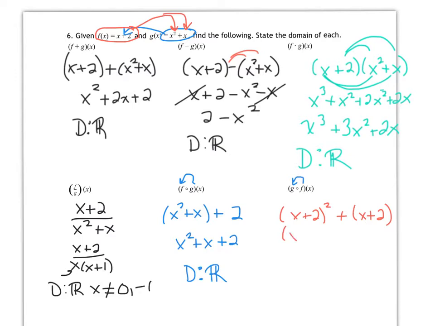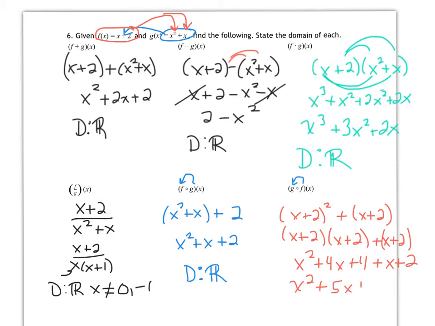Now if we do x plus 2 squared, that's x plus 2, x plus 2, plus x plus 2. So that's x squared plus 4x plus 4 when I FOIL, plus x plus 2. So that's x squared plus 5x plus 6. And again, the domain of this would just be all real numbers because it's simply a polynomial.